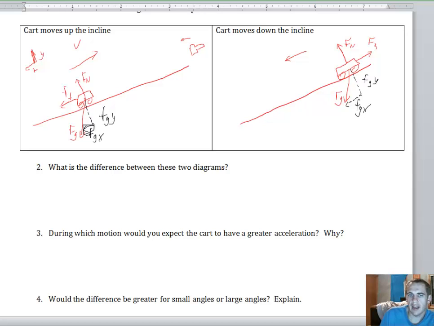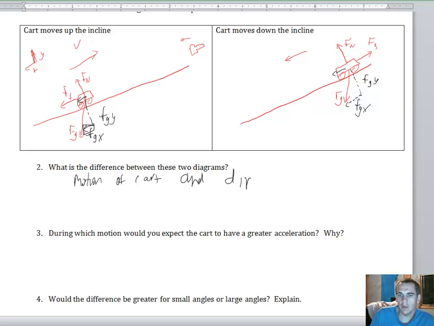Now remember, this force right here doesn't actually act down here. This force is actually up here. Similarly, this Fgx is actually right there. The difference between these two diagrams is the motion of the cart, and because the motion of the cart is different, so is the direction of friction. Remember, friction always opposes motion. And so if the motion changes, the friction changes.